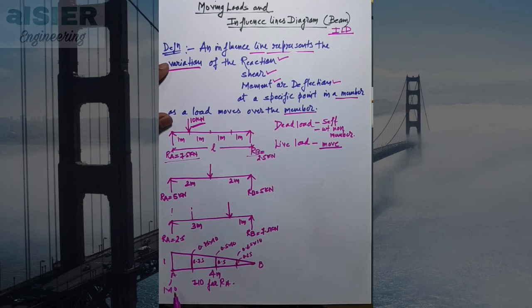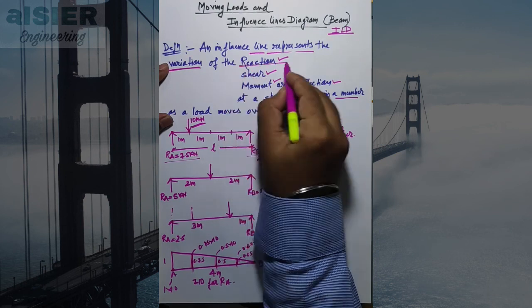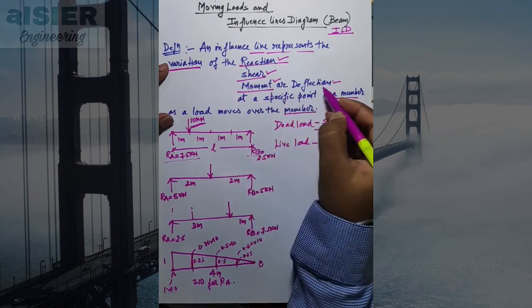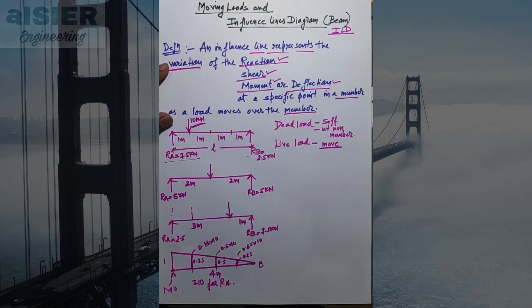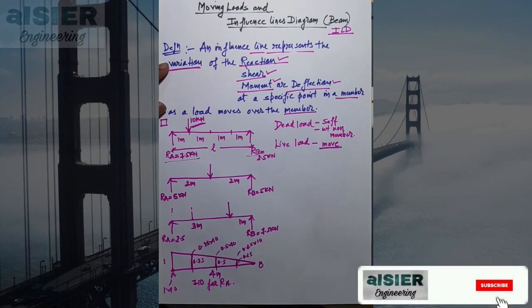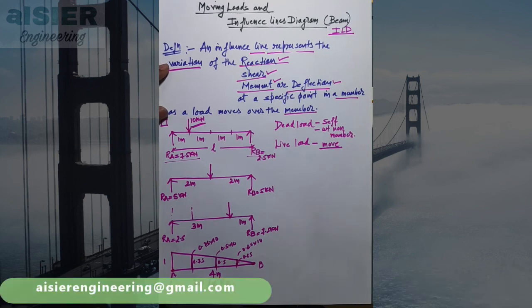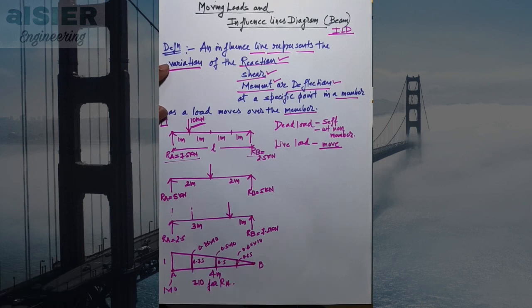Using ILD, we can calculate reactions, we can calculate shear force, we can calculate bending moment as well as deflection. Okay, so we will stop for today. In next lecture, we will see in detail how to draw influence line diagram for RA, RB, then for shear force and bending moment. Thank you.